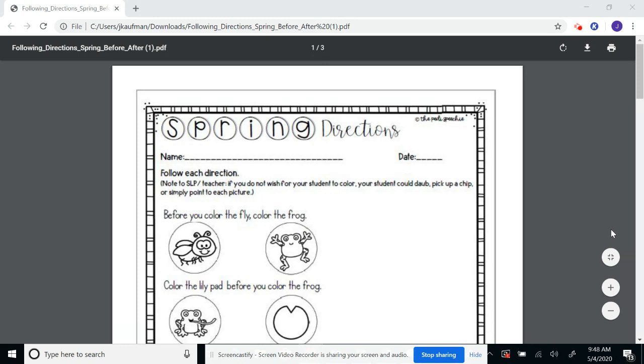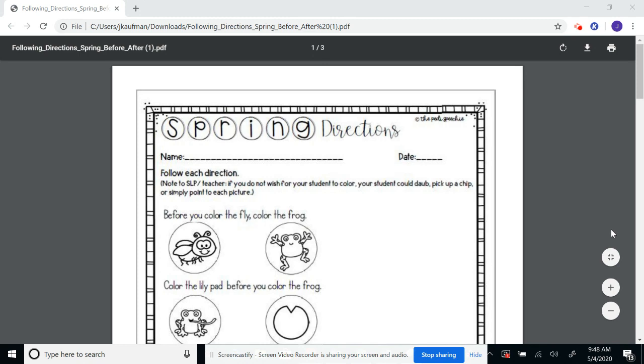When teachers give directions, sometimes they use the words before and after. Like before you go outside, you need to finish your work. Or after you go to the restroom, you need to come back and do your math. So today you are going to work on some before and after directions. And so we're going to talk about what they mean, and then we're going to do two examples together before you get started.